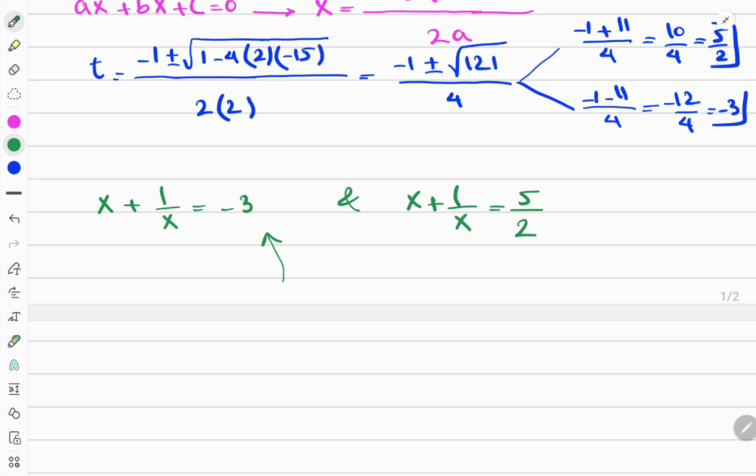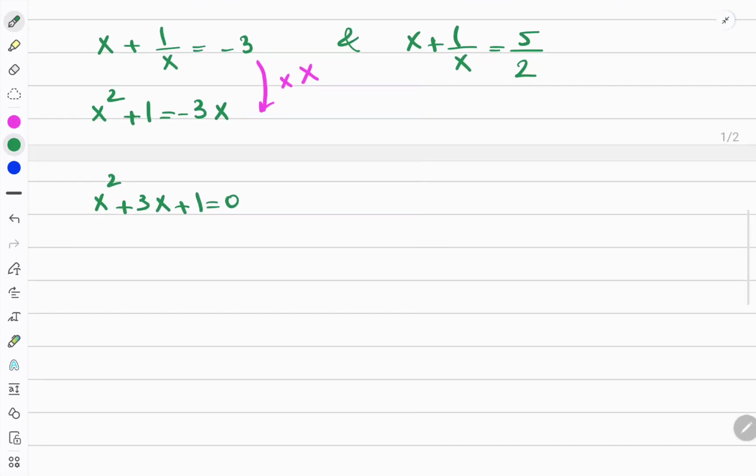For the first one, I'm going to multiply both sides of this equation by x to get rid of the denominator of this fraction. So x times x is x squared, 1 over x times x is 1, and negative 3 times x is negative 3x. So I'm going to bring the right side of the equation to the left side. So I'm going to have x squared plus 3x plus 1 is 0, and this is a quadratic equation.